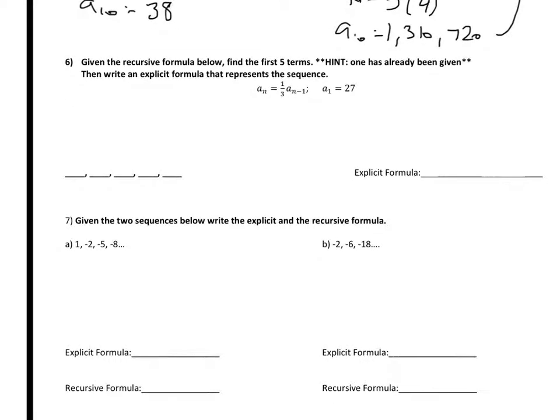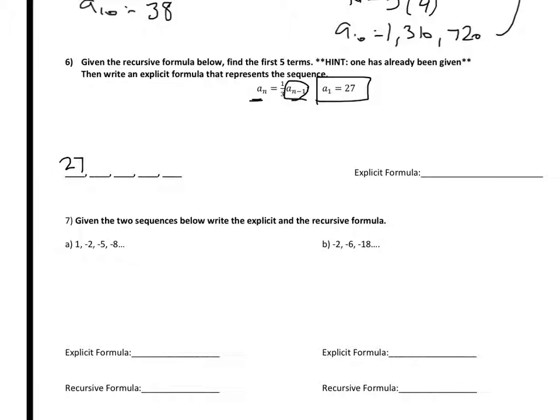Okay, question 6. Given the recursive formula, find the first 5 terms. Hint, 1 is already given to you. Remember that a sub n stands for any term, so a sub 1 stands for the first term. Okay, so this formula tells me that if I want to find the next term, I have to take the term before it and multiply by 1/3.